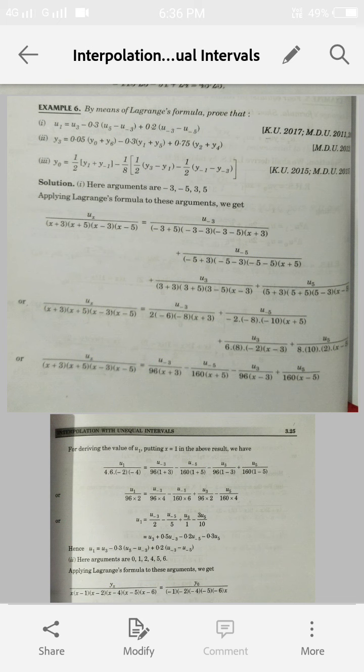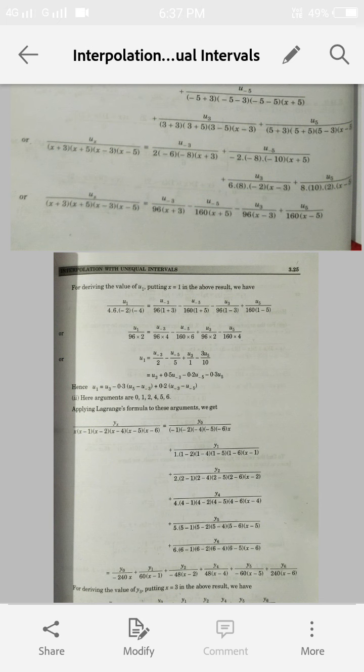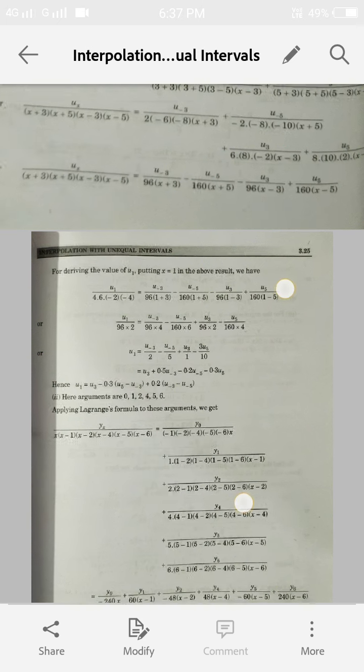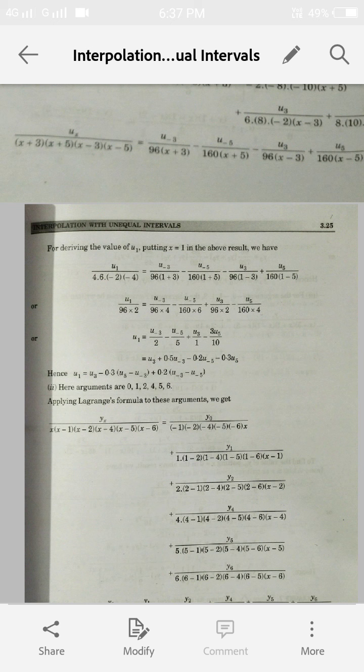Apply Lagrange's interpolation formula. Here we have used the second form of the Lagrange's interpolation formula. Now put the values of x as minus 3, minus 5, 3 and 5. These are the values of x0, x1, x2 and x3. And in the last, we put x is equal to 1 and simplify this. And we see that in the last, we reach the expression that we have to prove.